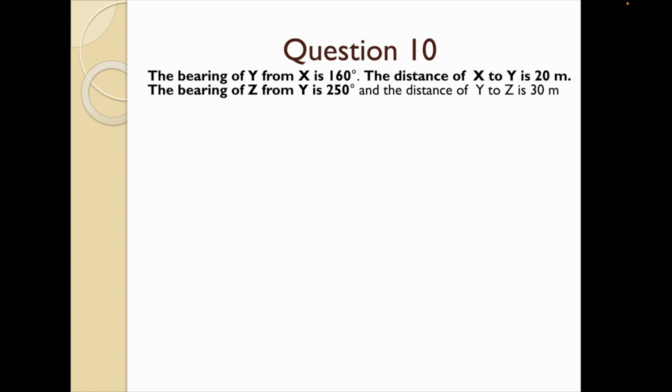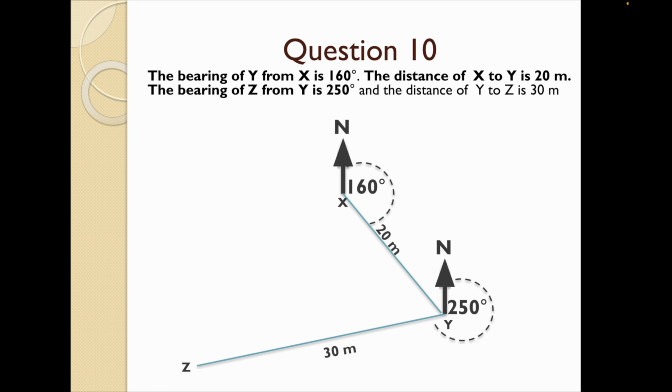Y'all got the general idea. Y'all got it. So essentially, this is what it looks like. The bearing of Y from X is 160. So Y from X is 160. The distance of X to Y is 20, so here to here is 20.